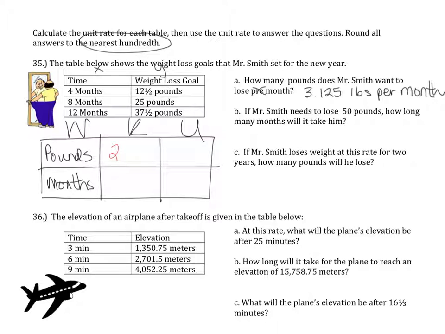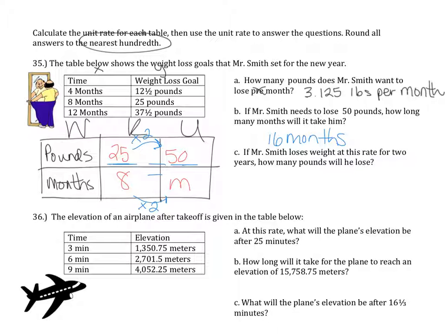For whole numbers, I'm going to use the 25 pounds in 8 months. And we want to know how long it's going to take him to lose the 50 pounds. So 50 pounds is going to be here, and we don't know the months, so that's going to be an M. Set up your proportion. You can go ahead and do your butterfly, or for those of you that like to rock your mental math, you know that 25 times 2 is 50, and 8 times 2 is 16, so the answer would be 16 months. It'll take him 16 months to lose that.